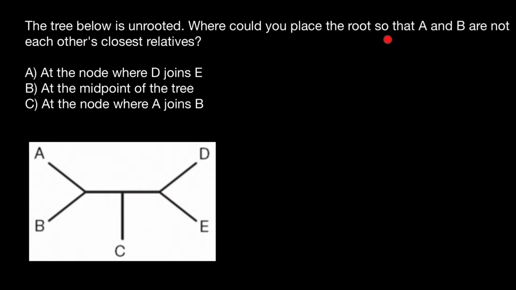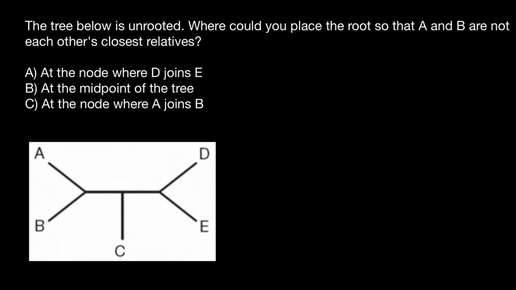Where could you place the root so that A and B are not each other's closest relatives? And here are variants to choose from. Let's start with variant A at the node where D joins E. So species D, species E, and here's a node.